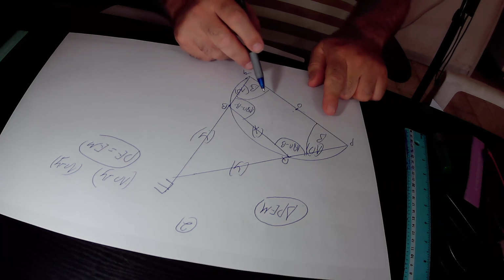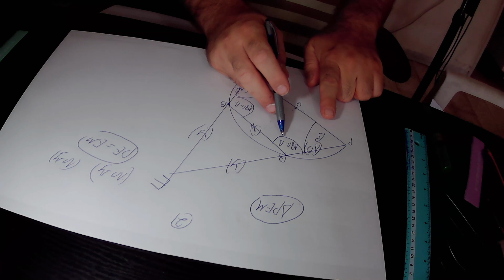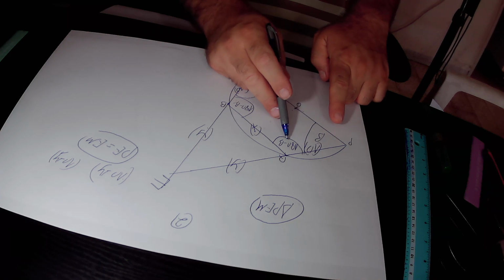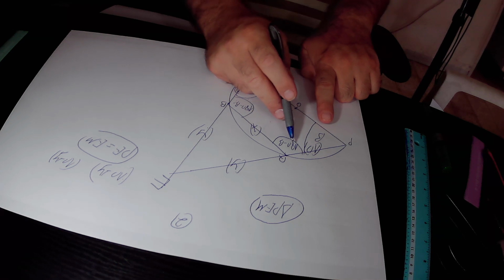So we found out that this is angle beta and this angle equals 180 degrees minus beta. So 180 degrees minus beta plus beta, the sum of those two angles, is equal to 180 degrees. But those two angles are defined as one-sided interangles. So we found out that the sum of those two one-sided interangles is equal to 180 degrees.